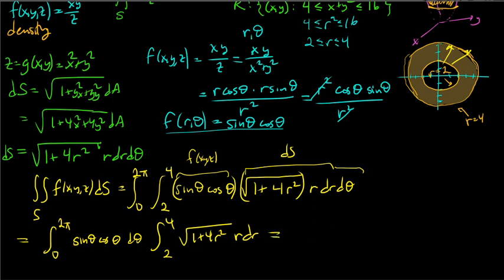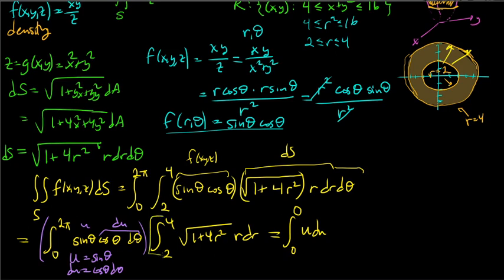And let's do the theta integral first, because it comes first. So this is just a substitution. u is sine theta, du is cosine theta d theta. So that's my u du. But notice, sine of 0 is 0, and sine of 2 pi is 0. So the integral from 0 to 0 is 0.